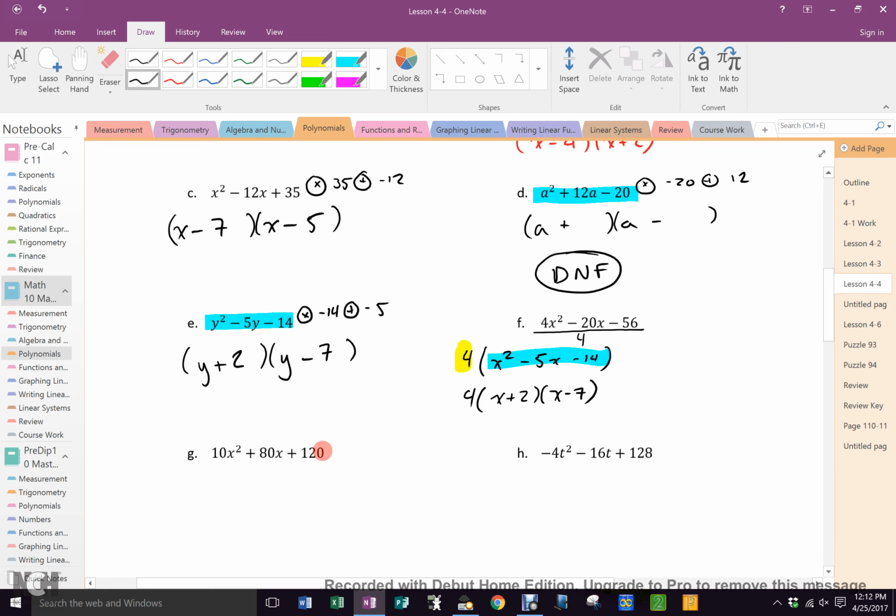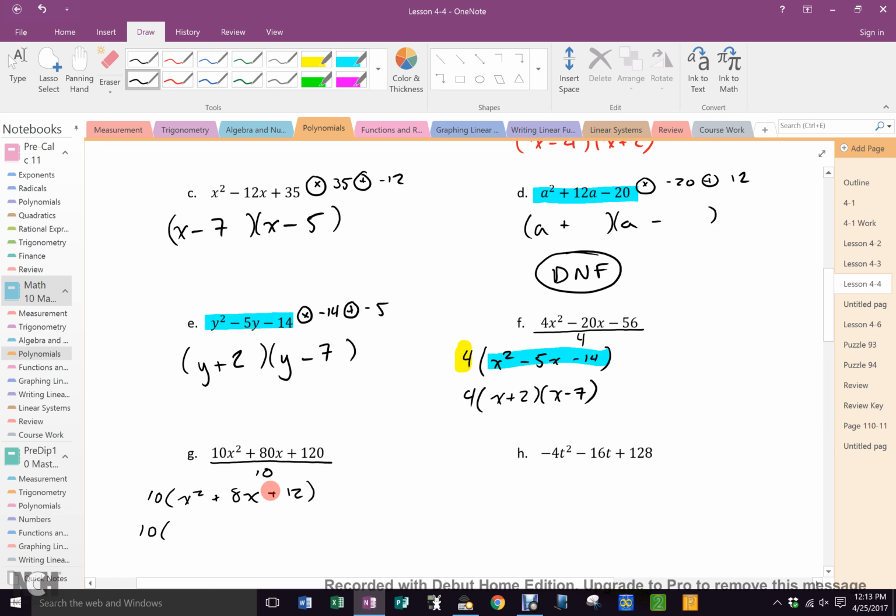Which number specifically? 10. How do we get rid of that 10? Divide everything by 10. 10 goes out here. What stays in? X squared plus 8x plus 12. Can't forget about the 10. That looks like a possible trinomial I can factor, right?